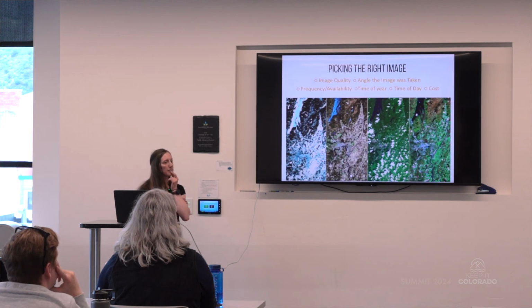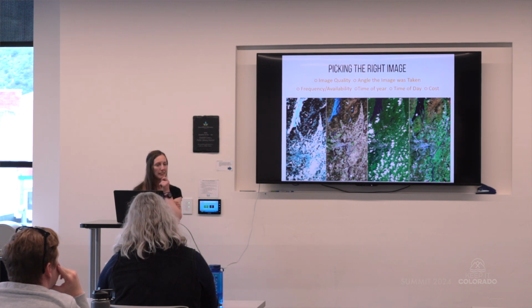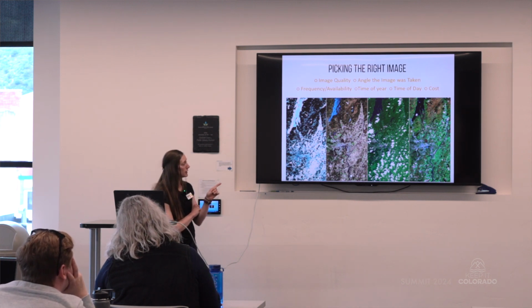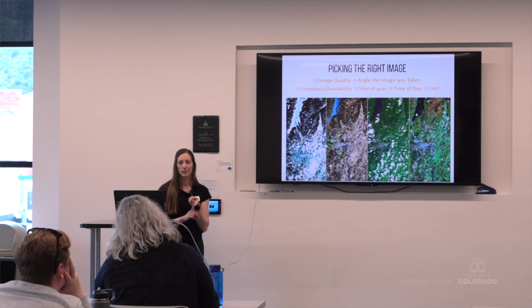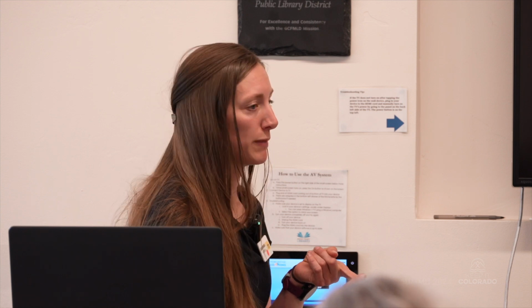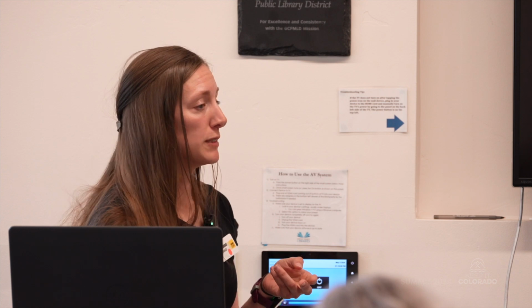A couple other things you want to consider when you're picking the right image is quality. So oftentimes what can get in the way of a good picture is pollution. So if your conservation easement is close to a city, you might need to consider what time of year, what time of day is the best to get the best quality satellite image. The angle that the image was taken.